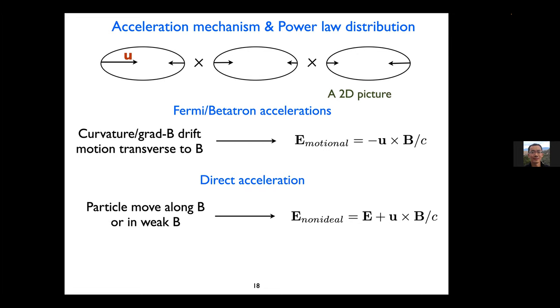But there can be acceleration along the magnetic field, or in a very weak magnetic field, it can be non-ideal, Speiser-like trajectories.